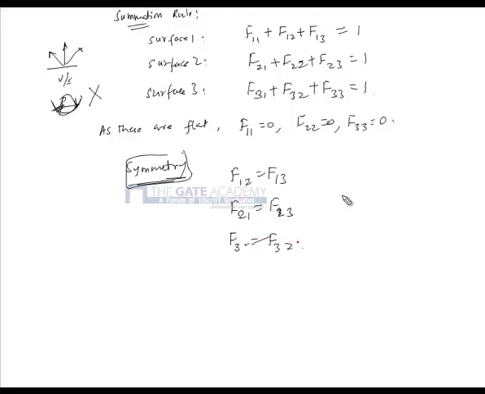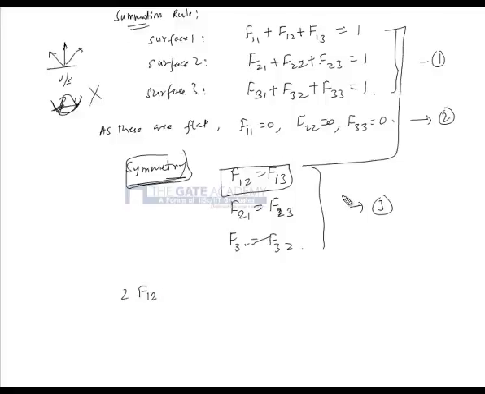Okay, so let me use all this. Let's say this is one set of equations, this is 2 and this is 3. Let me use the symmetry relation in the first equation. As we know, F11 is 0 and F12 and F13 are equal, so I am substituting into this equation: 2 times F12 is equal to 1, and F12 is 0.5. So F12 is 0.5, so F13 is 0.5.